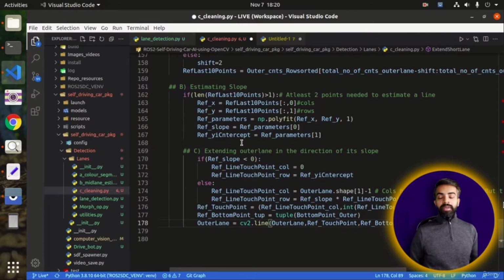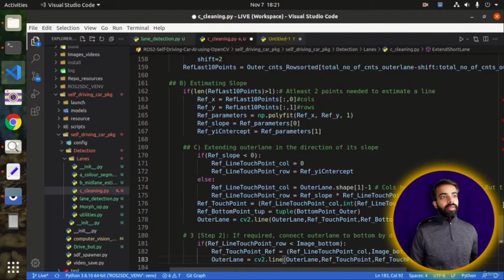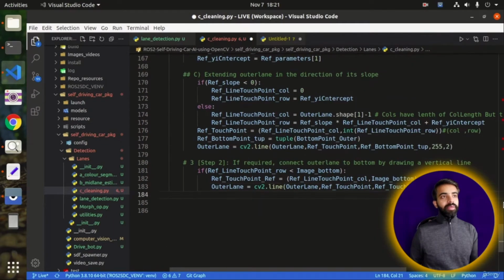Once we have extended it towards the image bottom and it still does not connect to the image bottom, then we need to cater for that case and extend it by drawing a vertical line from the last point of the outer lane to the image bottom. This eventually connects it to the image bottom, finishing our case, and then we can simply return the mid lane and the outer lane.